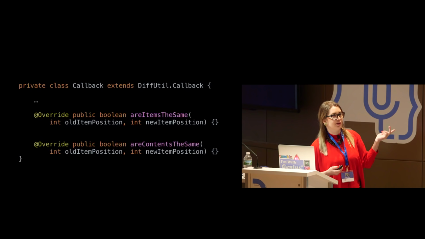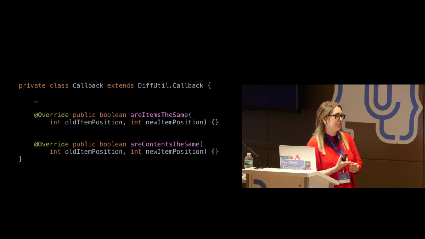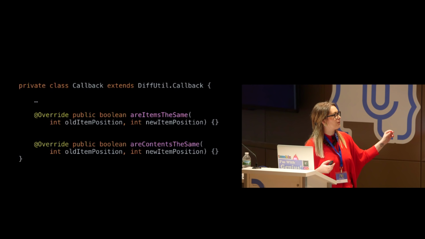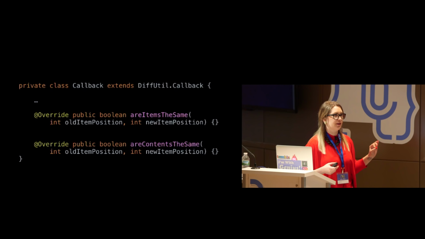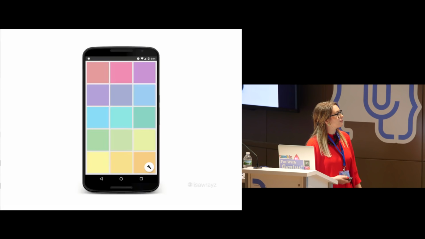It wants to know what are the sizes of the old and new list. But the important ones are items the same and are contents the same? Are items the same is usually referring to a comparison of the ID number if you have objects coming from a database. If you're refreshing a home page, is this literally the same article? Is it talking about the same thing? Are contents the same means, did something visual change about the way we're going to render it? Should it be rebound? So if you implement these two, then diffutil will go through and figure out for you what's the most efficient way to update this list. And it looks kind of like that.